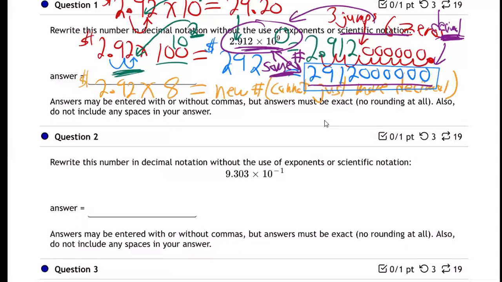So number two says 9.303 times 10 to the minus 1. So again, we want to rewrite this number in decimal notation. Right now, this number is in scientific notation. It's being written times 10 to a power. So we want to change it to decimal notation.